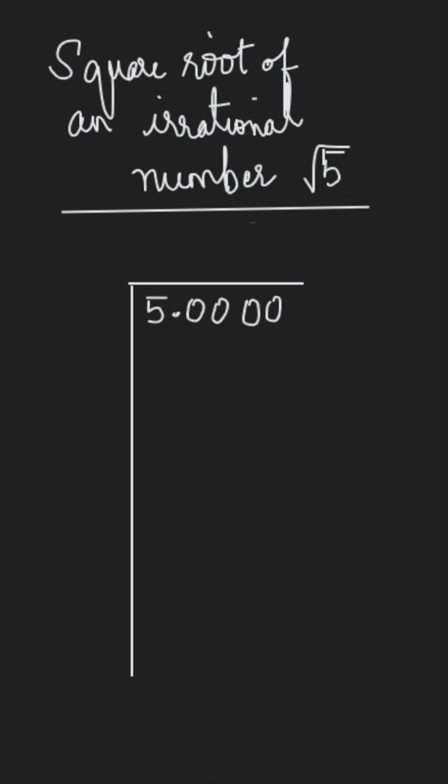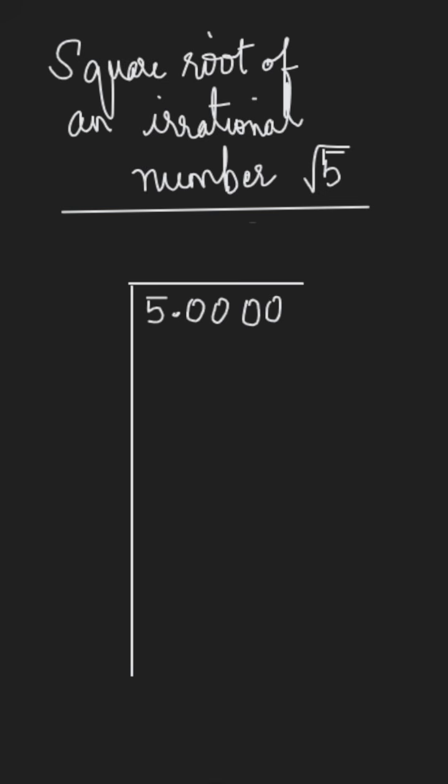For that, we will write 5 like this, 5 followed by pairs of zeros. And the number of pairs of zeros depends on the number of decimal places to which you're going to find the square root. Here I'm finding the square root of 5 up to 2 decimal places. That's the reason I have written 2 pairs of zeros.